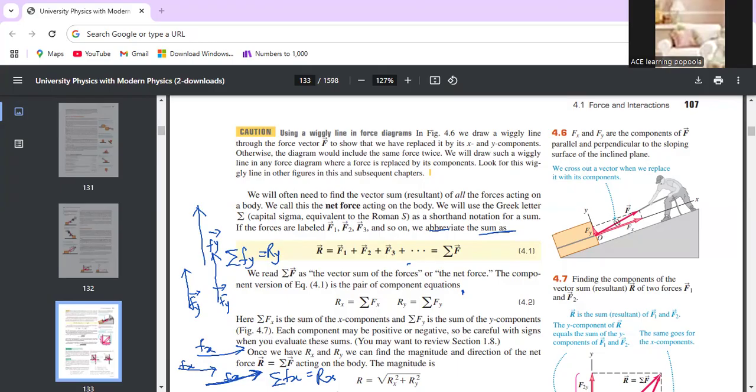Now, we have to do this first before we then go on to calculate. Now that we have resolved all these vectors in the vertical direction into one, which is our Ry, and resolved these forces in the horizontal direction into one resultant, which is our Rx, we can then find the vector sum of these two.